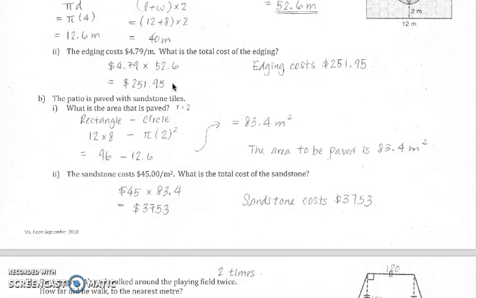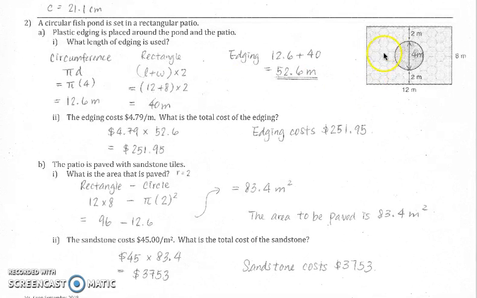$251.95. Part B. The patio is paved with sandstone tiles. So now we're going to tile this entire patio area. What is the area that is paved? Remember, the circle represents a swimming pool or fish pond. So we do not need any tiles for the fish pond. So that means we need to find out the area of the patio, a rectangular patio, without the circle.